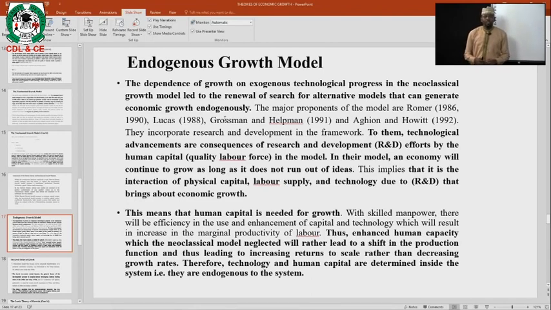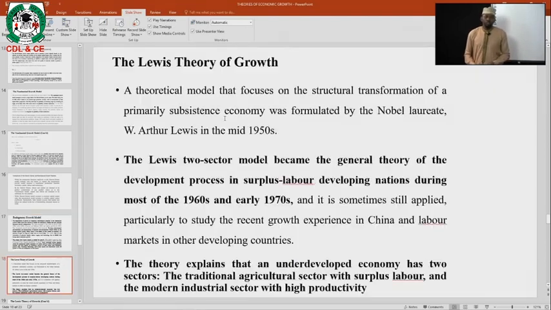This means that human capital is needed for growth. With skilled manpower, there will be efficiency in the use and enhancement of capital and technology, which will result in an increase in the marginal productivity of labor. Thus, enhanced human capacity, which the neoclassical model neglected, will lead to a shift in the production function and thus lead to increasing returns to scale rather than a decreasing growth rate. Therefore, technology and human capital are determined inside the system, that is, they are endogenous to the system.